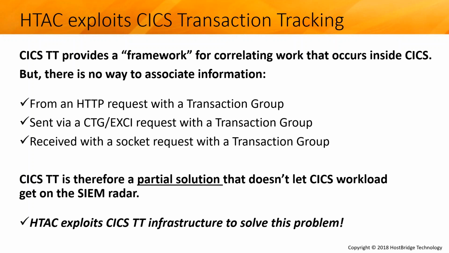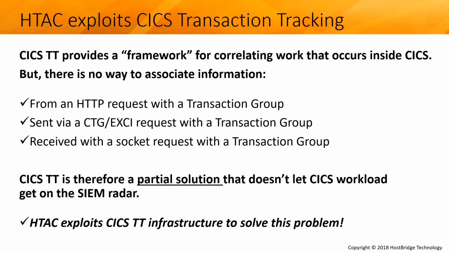So let's imagine that the work was driven by an HTTP or a SOAP request that came in from a business partner. Or let's imagine that it was a whole series of requests that came in via CTG, or maybe a socket-based application. How do we then associate that request with that transaction group ID such that when all the data comes to rest inside the SIEM platform, we can correlate it and determine in near real time both kind of the left side of the diagram where the request came from, and then the right side of the diagram which is all the things that happen under the covers of CICS that fulfilled that request.